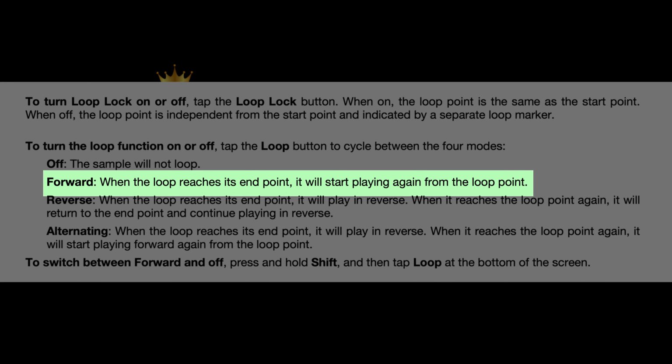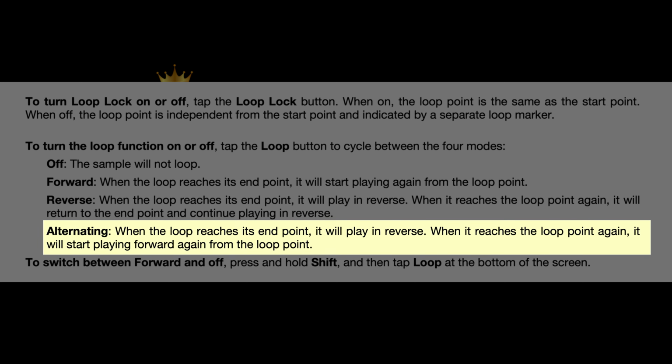Reverse: when the loop reaches its end point, it will play in reverse. When it reaches the loop point again, it will return to the end point and continue playing in reverse. Alternating: when the loop reaches its end point, it will play in reverse. When it reaches the loop point again, it will start playing forward again from the loop point.